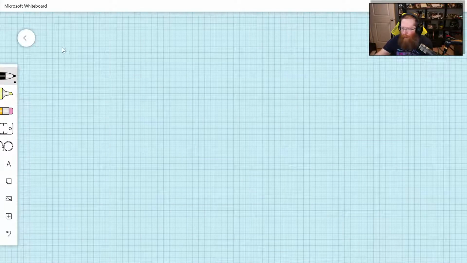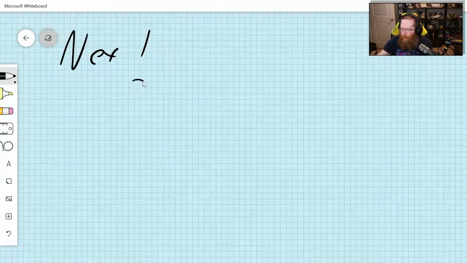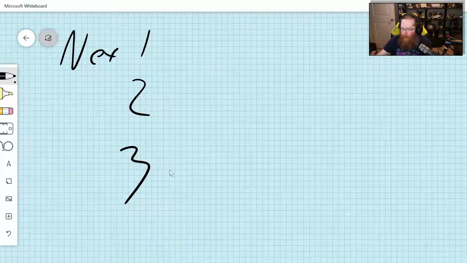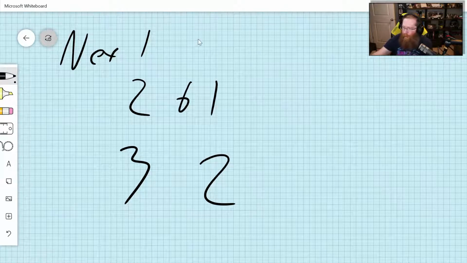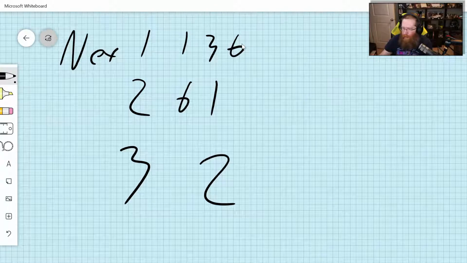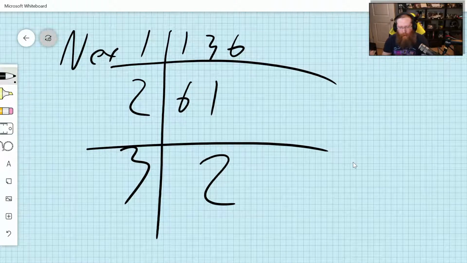So a common problem. Let's say net 1, 2, and 3. Let's say we're going to give net 3 2 possible ones. Then I want 61 possible ones. Then I want 136 addresses. Okay, so we need to figure out a network that's appropriate for this.